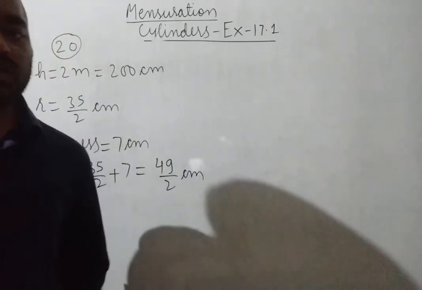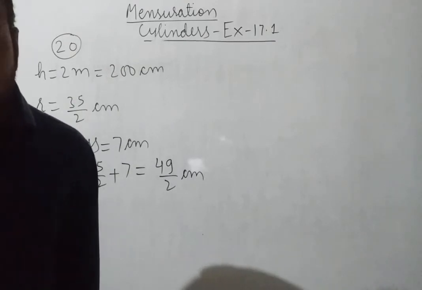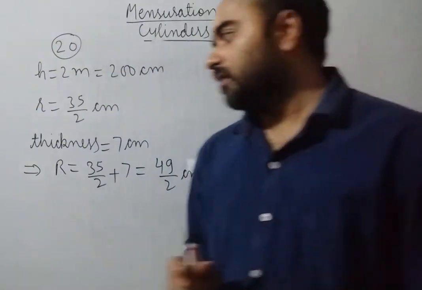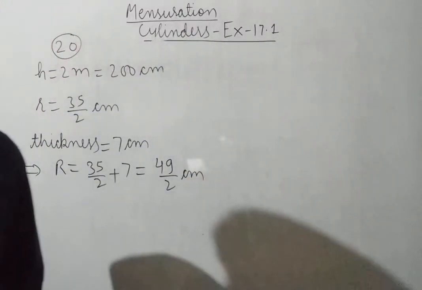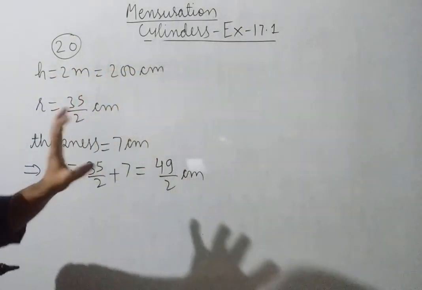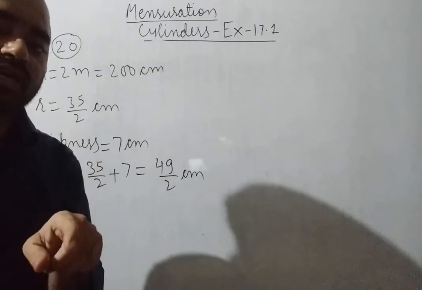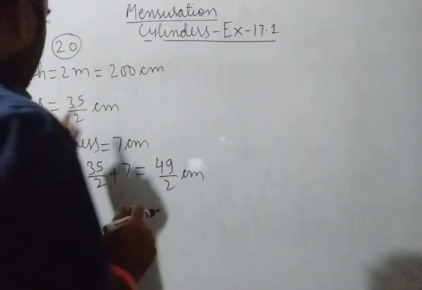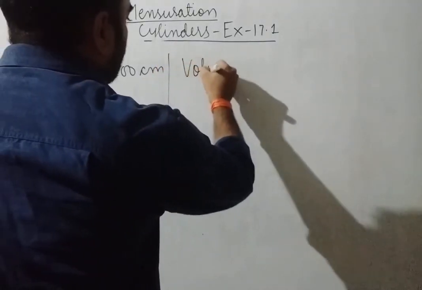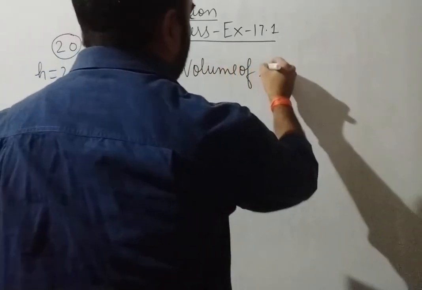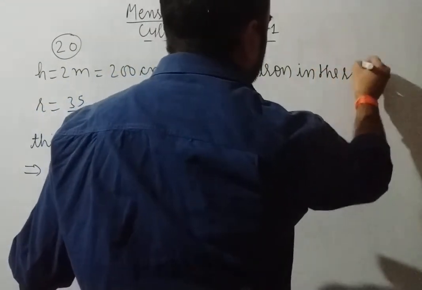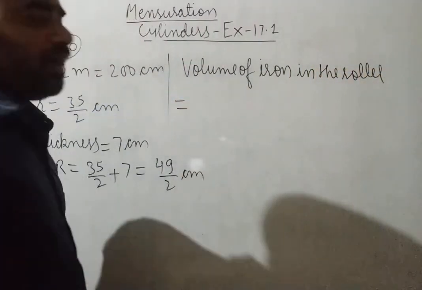The volume or the weight of the roller is given in centimeter cube. That is, 1 centimeter cube of iron weighs 8 grams. It means we have to calculate the volume of the iron used in the roller. First, all the units must be the same and in centimeter. Why? The last line is in centimeter cube form. So all are in centimeter, 2 meter, 200 centimeters. So the volume of iron in the roller will be external volume minus internal volume.